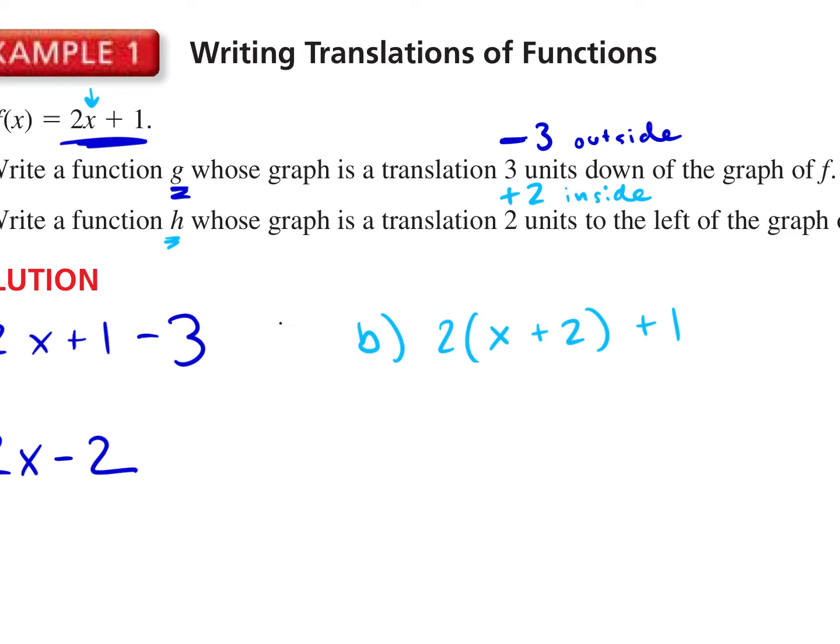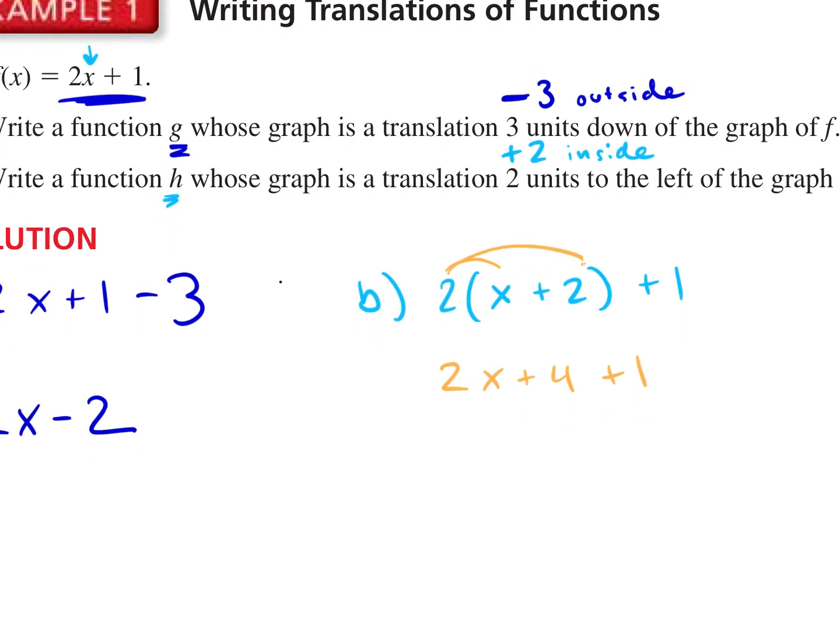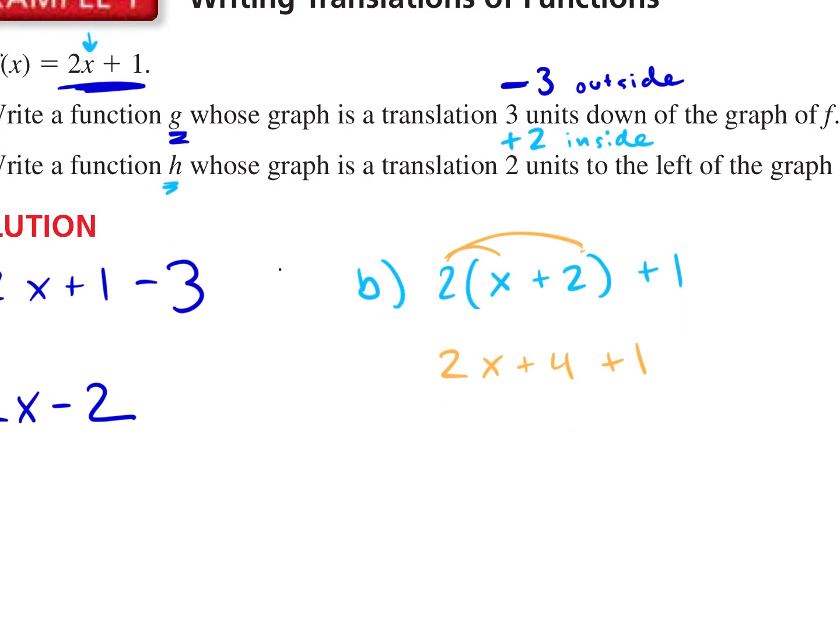Now how can I simplify this? Distribute the 2. So this would be 2x plus 4 plus 1. And then the last thing to simplify? Add 4 and 1. So it'd be 2x plus 5. And then last thing I have to do is just name it. It tells me it's a function h, so I would just say h of x.